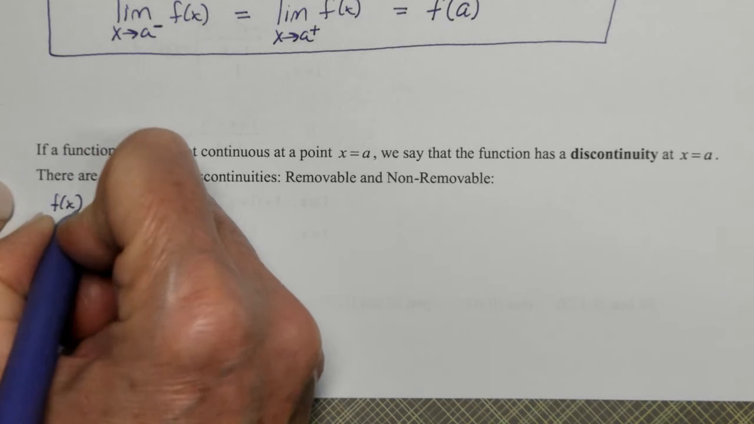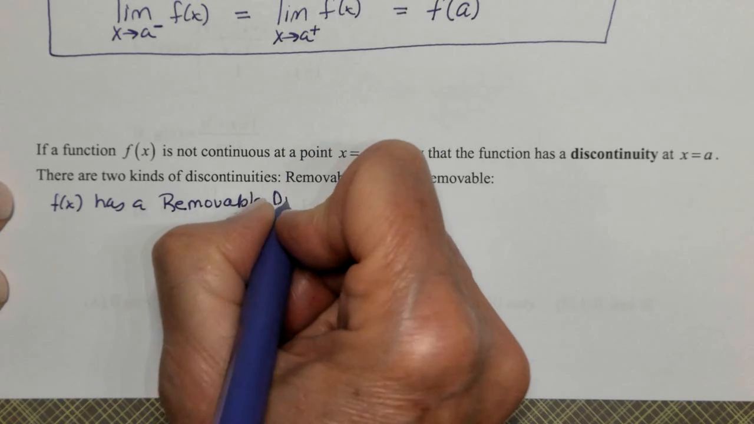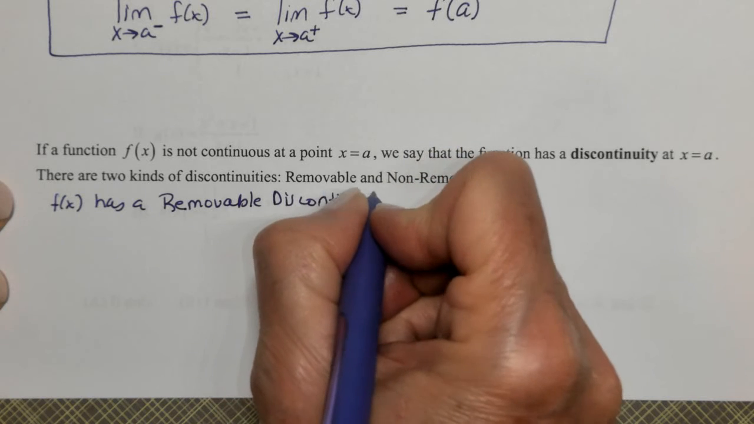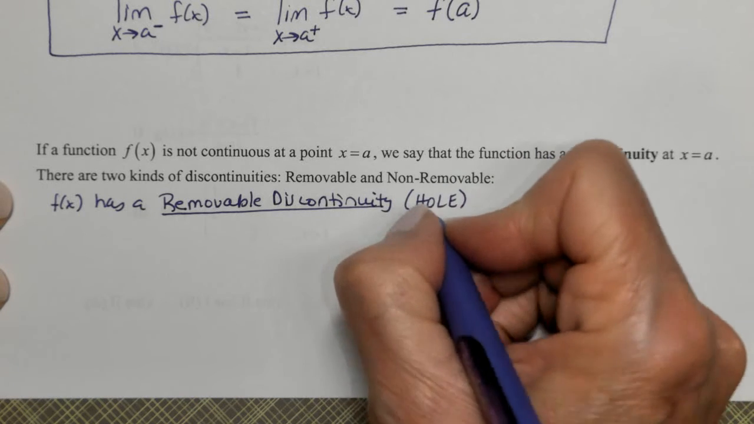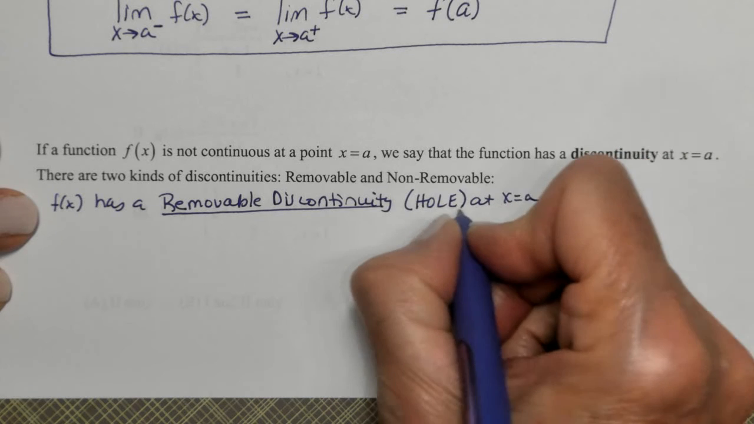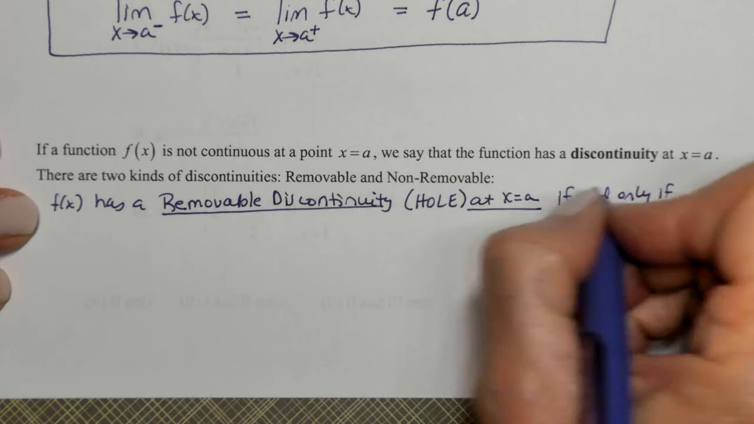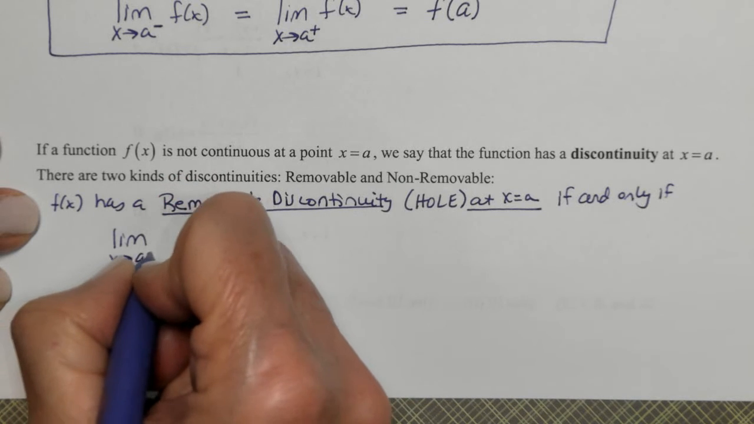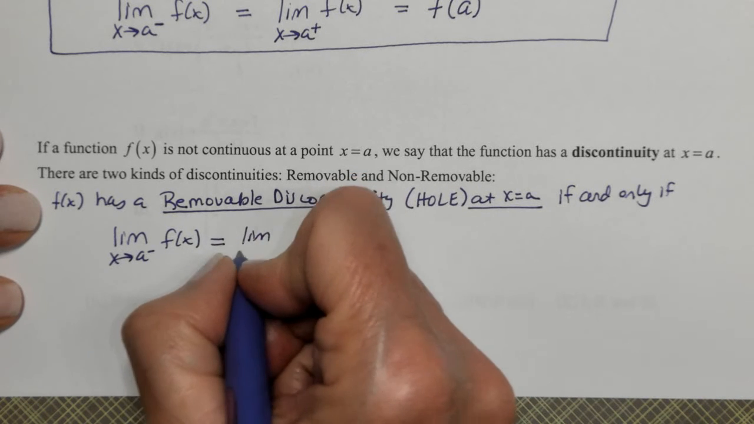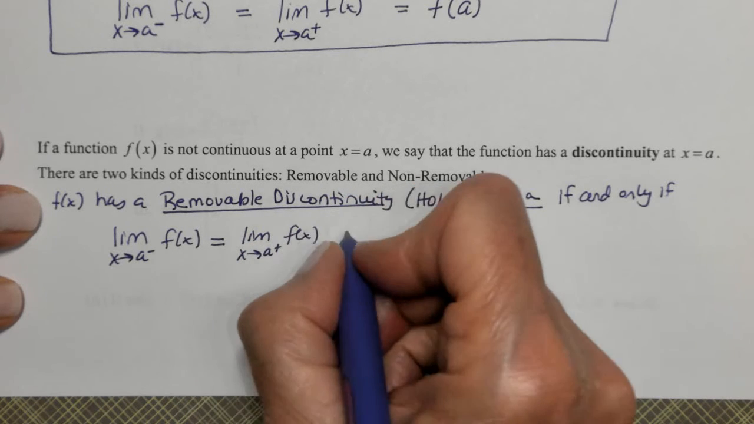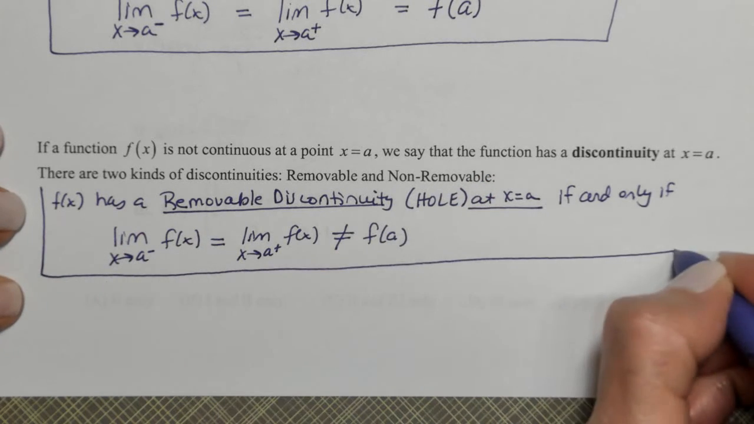So a function f of x has a removable discontinuity, think hole, at x equals a if and only if the limit from the left of a of f of x is equal to the limit from the right of a of f of x, but those are not equal to f of a. That would be a removable discontinuity, a hole.